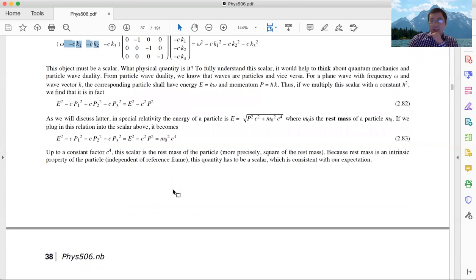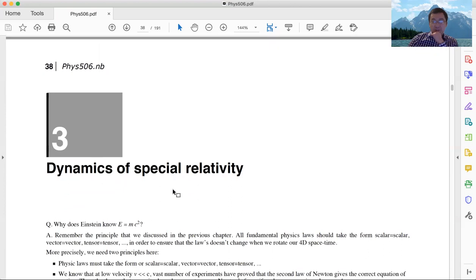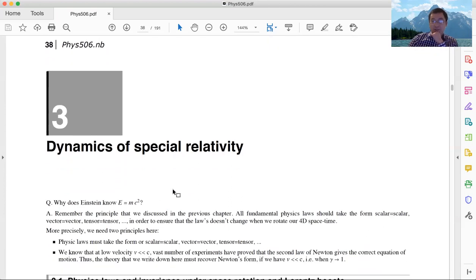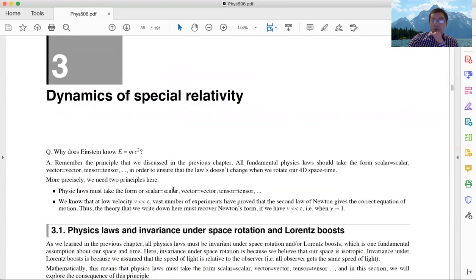Now let's go back and look at physics, and look at the dynamics of special relativity. In this chapter, the ultimate goal that we are going to prove and show is: how did Einstein know energy needs to be mass times speed of light squared? It turns out that to get this conclusion, we don't need to do much work.